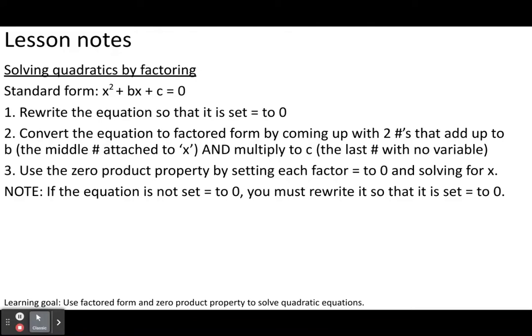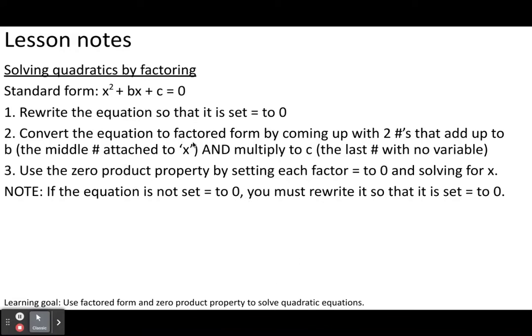So the first thing we're going to do when we're solving a quadratic by factoring is we're going to rewrite the equation so that it is set equal to 0. All of these methods only work if it's set equal to 0. So I put a note down here that if the equation is not set equal to 0, we have to rewrite it so that it is set equal to 0.